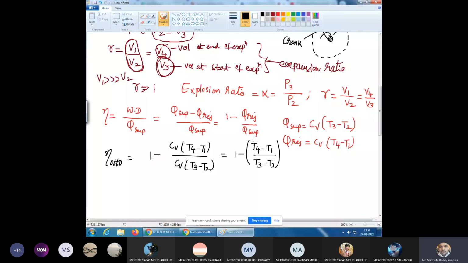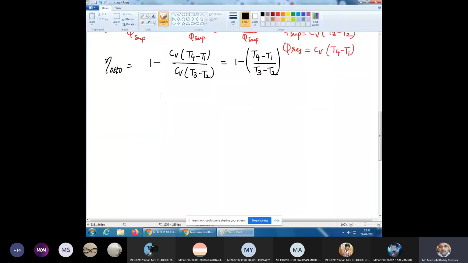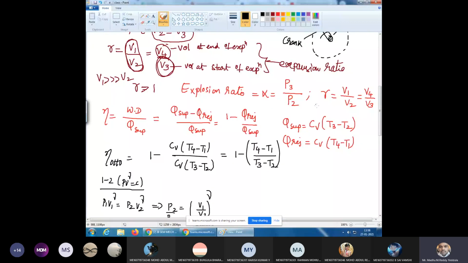Now for that, process 1 to 2. Which type of process is it? Isentropic process, right? So 1 to 2 is the isentropic process. The governing law is PV power gamma equals constant. Writing for two states, P1 V1 power gamma equals P2 V2 power gamma, right? From this I can write P2 by P1 equals V1 by V2 whole power gamma. What is V1 by V2? You can see here, what is V1 by V2?